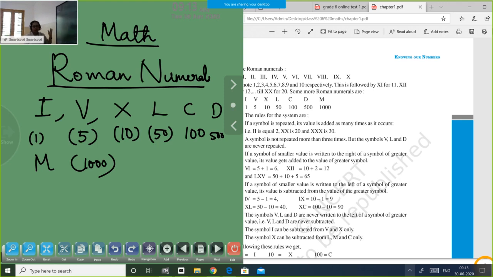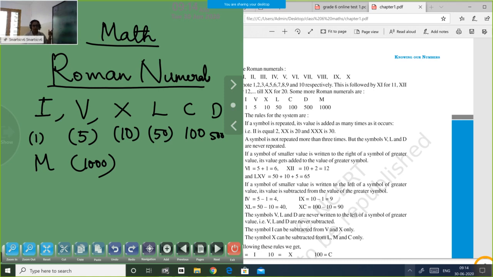Teacher uses Roman numbers in preparing question papers and all. Not all the numbers, up to 10. Anyway, in daily life we are using up to 10. You know, in some clocks also, Roman numbers are there. We are using Roman numbers in our daily life also.